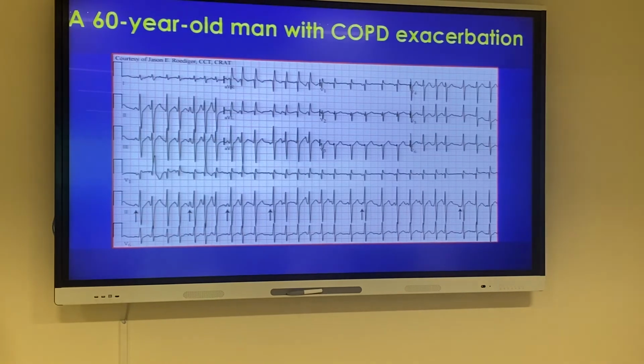What do you notice here? There is tachycardia, right? Yes. Is it narrow or wide? Narrow. Regular or irregular? Irregular. Irregular, excellent. Is there a P wave? And actually they are helping you with these arrows. Yes.